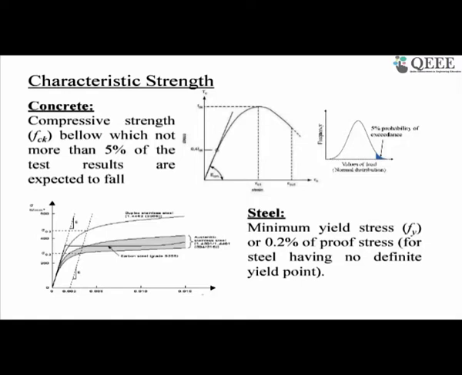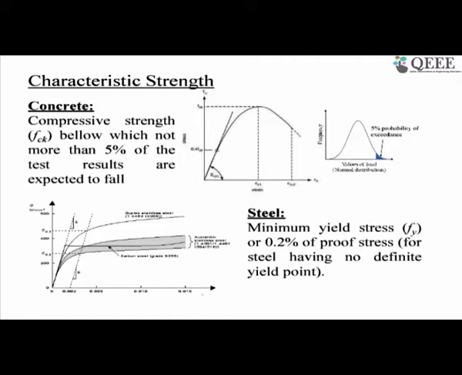So we cannot really say the maximum of all the results is the strength of the concrete. That will be an overestimation of the strength. We can also not say the minimum of the strengths will be the strength of the concrete. That will be an underestimation of it. So similar to the characteristic load, here also we need to go for some probabilistic definition of strength. And that definition is called characteristic strength.